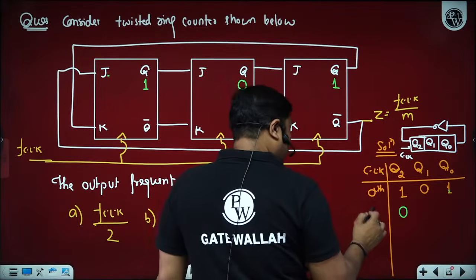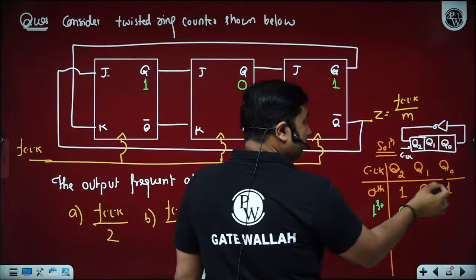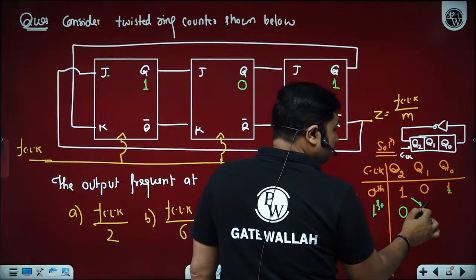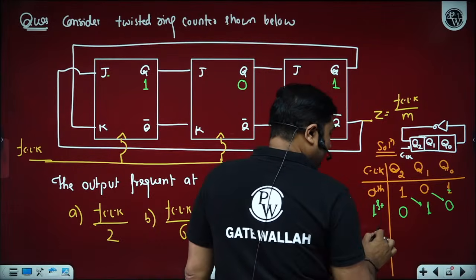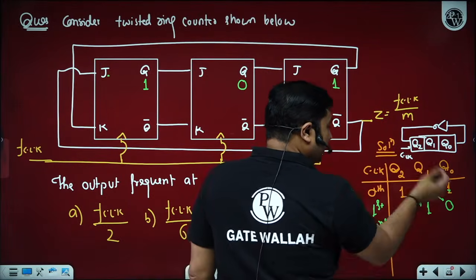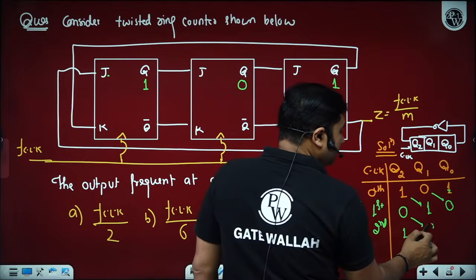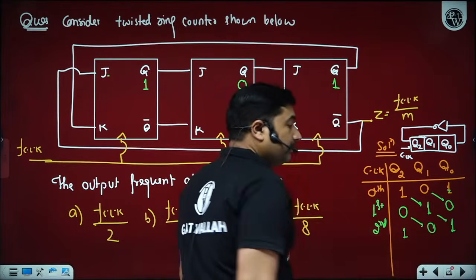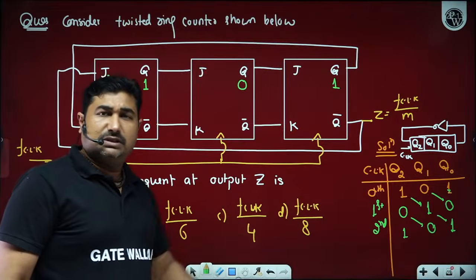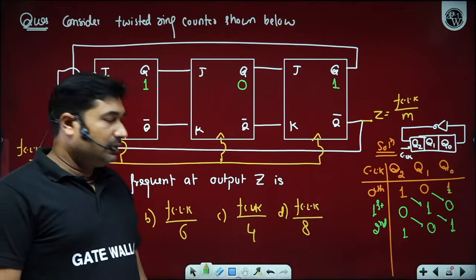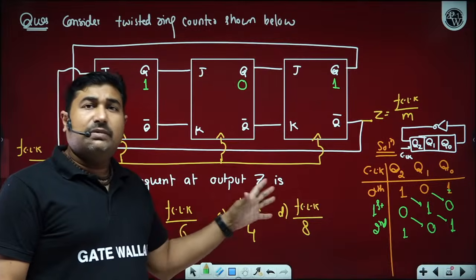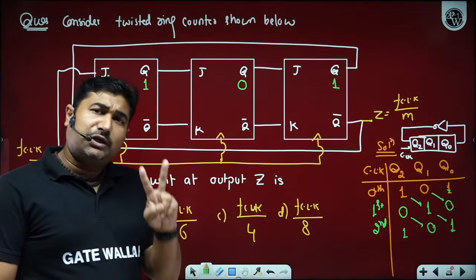On the first clock pulse, what happened? This will become 1. This 1 is shifted here, this 0 is shifted here. On the second clock pulse, what happened? This will become 1. This 0 is shifted here, this 1 is shifted here. So it doesn't matter how many clock pulses you put. For n number of clock pulses, you have only 2 states.